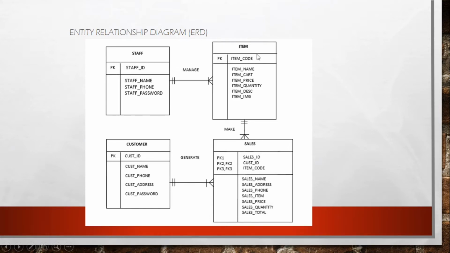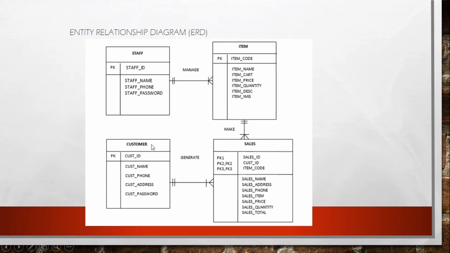Next, the item entity has item code, which is the primary key, item name, item card, item price, item quantity, item description, and item image. The relationship between staff and item is one to many. Each staff can manage one and many items, and each item will be managed by one and only staff.